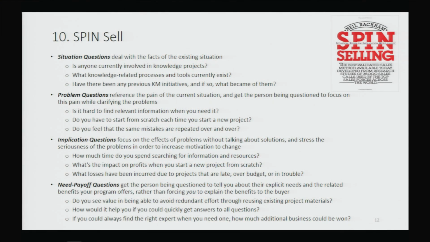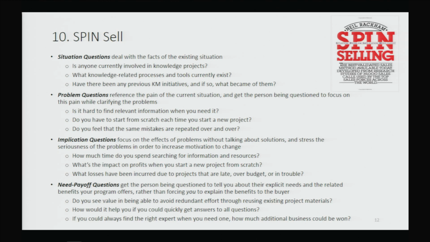So what are the four kinds of questions? There are situation questions, where you tell about the facts of the existing situation. You're trying to elicit what's the current state, what's really going on here. Then there are problem questions. They try to reference the pain that people are experiencing in the current state. You want people to recognize this for themselves. You don't want to tell them what their pain is. You want them to recognize it for themselves. So you ask questions like, is it hard to find information? And if they say, yeah, it's really hard to find information, you want them to feel that for themselves so that the pain level starts to rise in them.